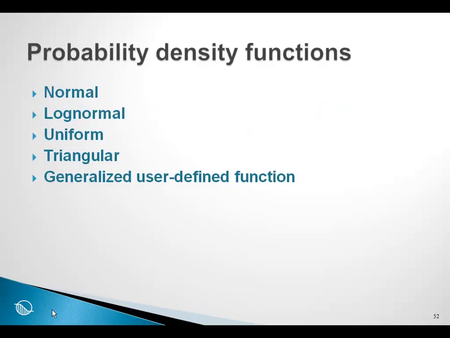There are various options as far as the probability density functions. There's a normal function, a log normal, uniform, triangular, and even a user-defined function using data points, which can be multimodal if necessary. The point is there are a variety of probability density functions available in SLOPE/W.